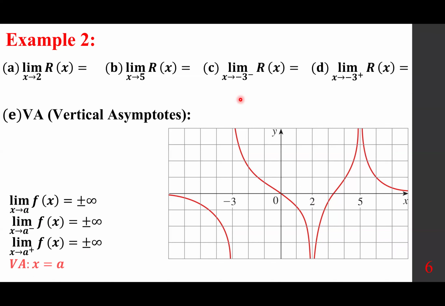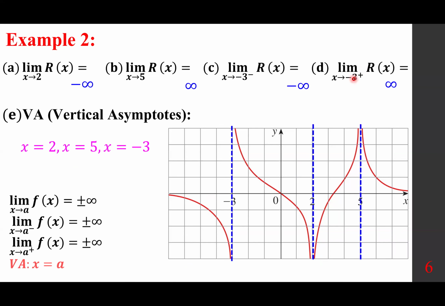So approaching 2, I hope you see in both sides, we're going to go towards negative infinity. Number 5, both sides takes us up to infinity. And in the case of negative 3, well, it depends. From the left, negative infinity. From the right, we're going up to infinity. And that means that x equals 2, x equals 5, x equals negative 3 would be our vertical asymptotes by definition of a vertical asymptote.